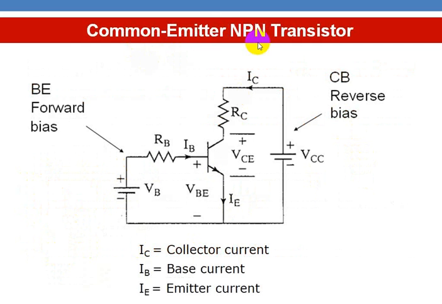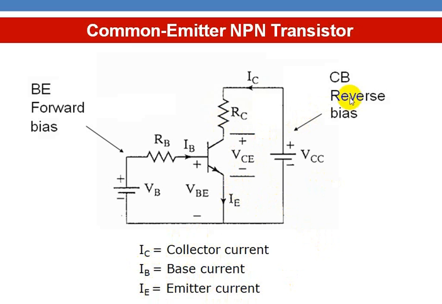So coming to the common emitter NPN transistor, this is the circuit. VBB is the voltage source to establish base current at the input, and RB is the current limiting resistance. So this is the input circuit. VBE is the voltage between base and emitter terminal. In the collector emitter circuit, VCC is the voltage, IC is the collector current, RC is the collector series resistance, and VCE is the voltage across the collector to emitter terminal, and IE is the emitter current. So IC is collector current, IB is base current, IE is emitter current.